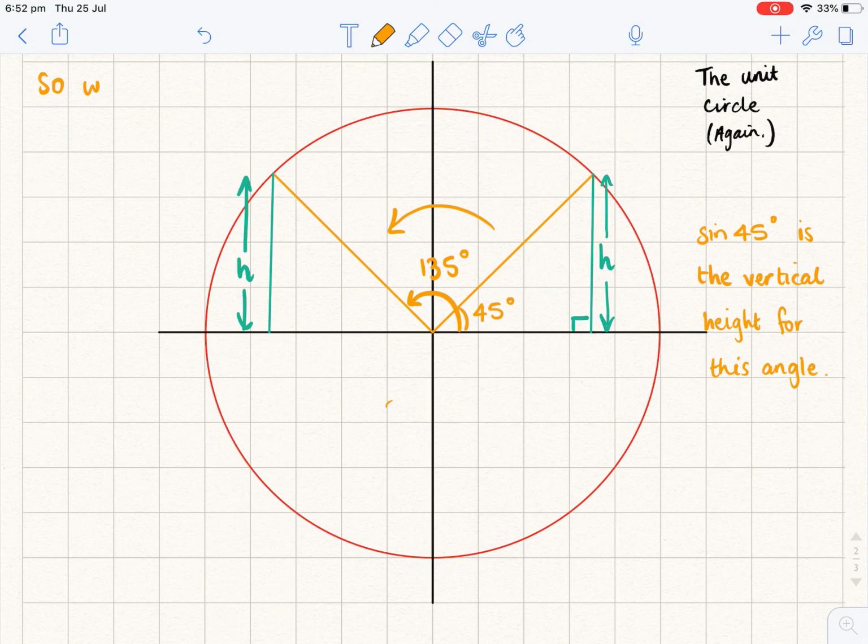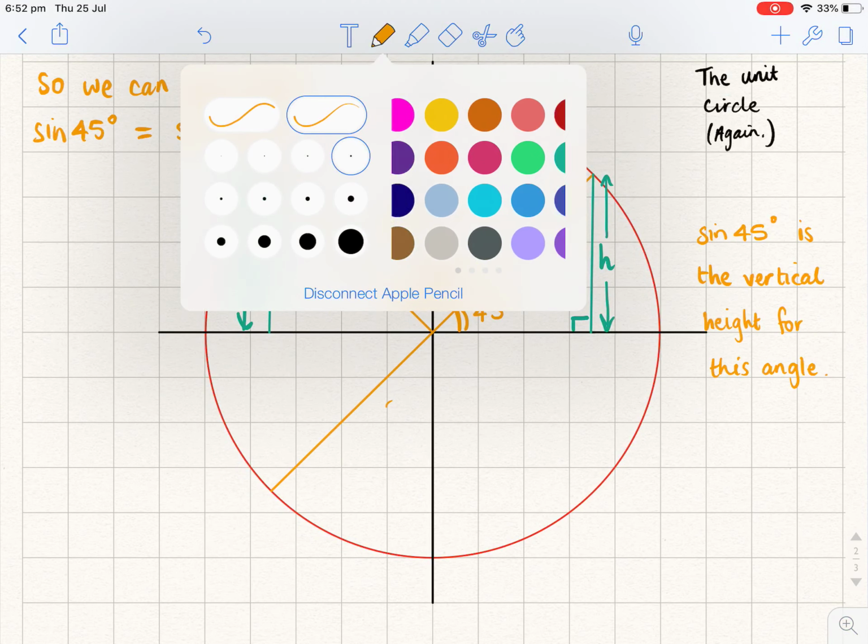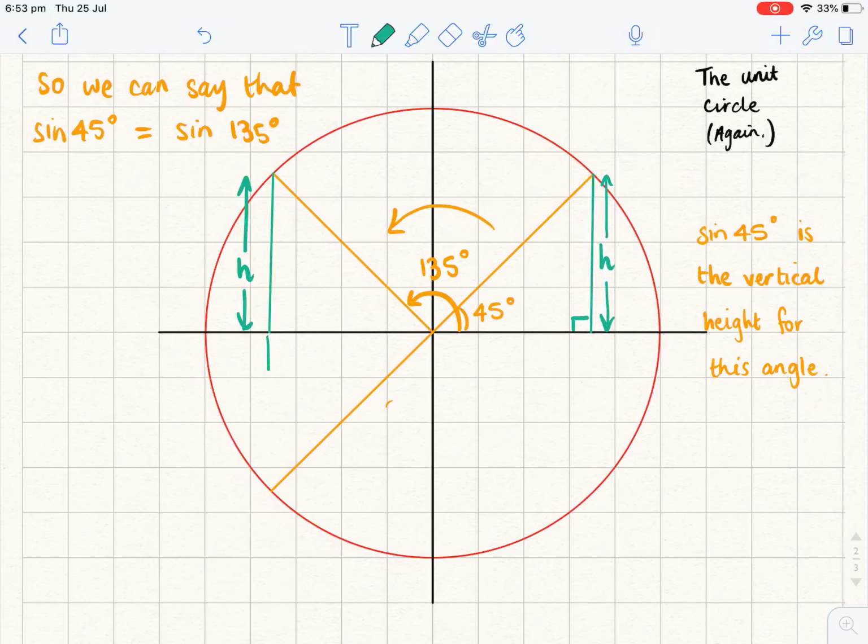So we can say that sine of 45 degrees is equal to sine of 135 degrees. And we've created an equivalence statement. But we've left out the whole bottom half of the unit circle. So what about this angle down here? Will it have the same height as sine of 45 degrees?